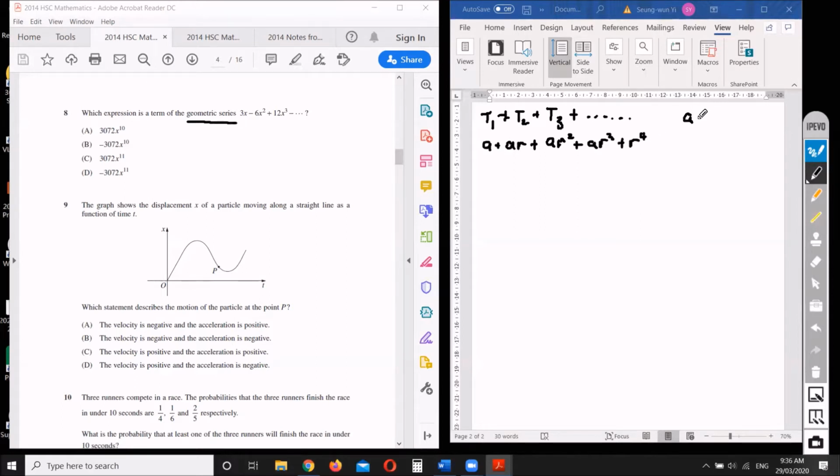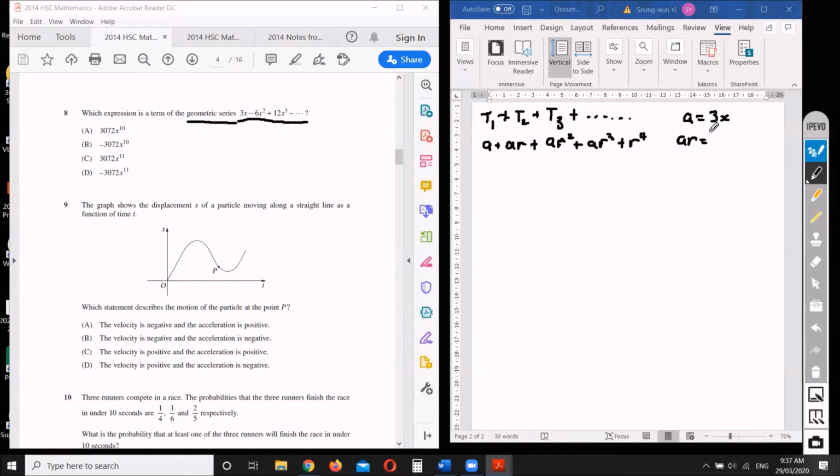In this situation, what's your A? 3x. Yes, it's 3x. Would that be negative 3x? No, it'd be 3x, because what's in front of the 3? Positive. Yeah, so it's just 3x. All right, what would AR be?